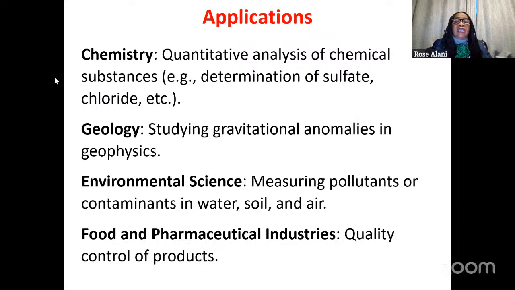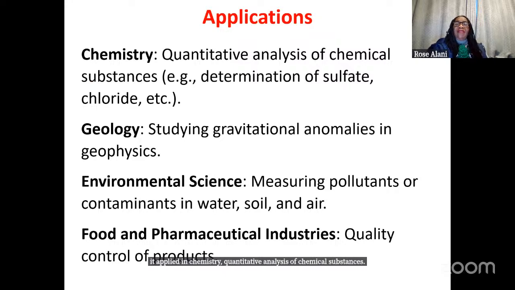The applications of gravimetry: we have it applied in chemistry, quantitative analysis of chemical substances. We have it applied in geology, when you're studying gravitational anomalies in geophysics. It's also applied in environmental science. You're measuring pollutants or contaminants in water, soil, and air. It's also applied in food and pharmaceutical industries, where you're measuring the quality of the products.